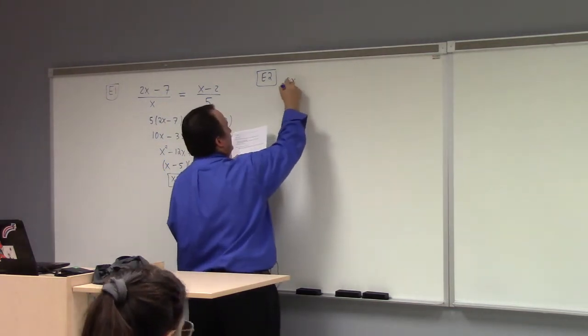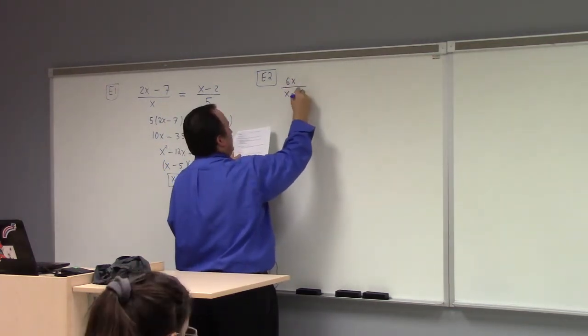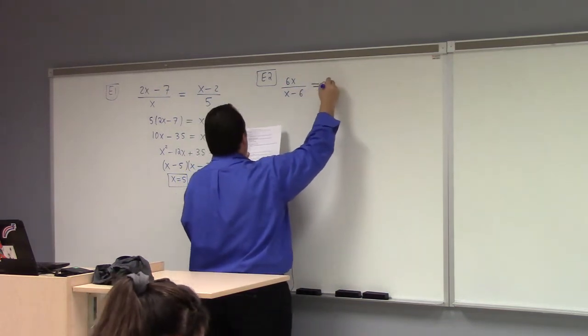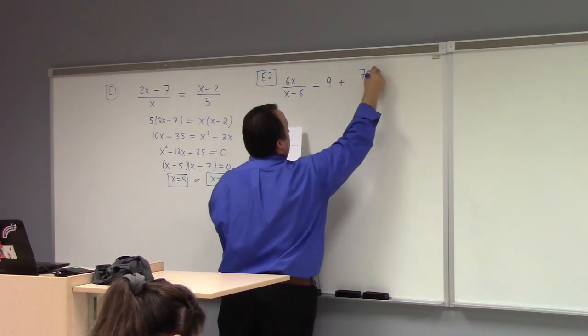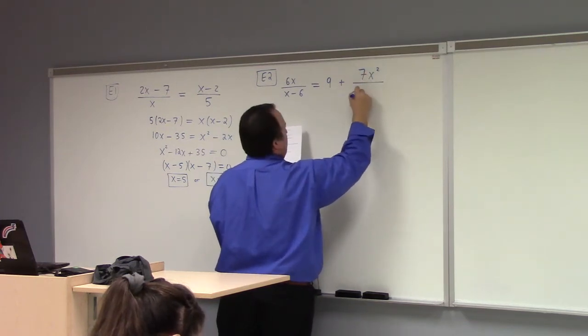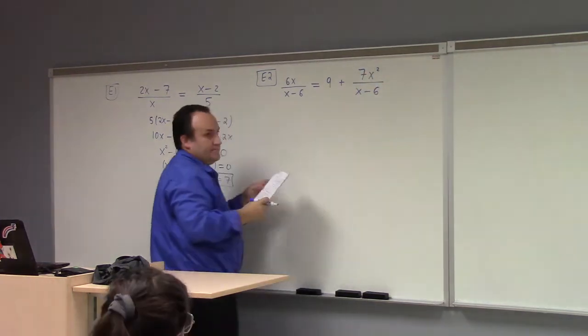Let's see here, 6x over x minus 6 equals 9 plus 7x squared over x minus 6. Let's see if we can work this one here.